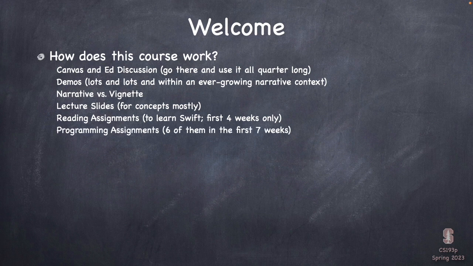And then of course there are programming assignments, 6 of them in the first 7 weeks, 1 week each. Most of them are due on Wednesdays. So you'll have one the day after tomorrow that's due next Wednesday. Assignment 2 is the exception. It's going to be due on a Monday, a week and a half later. And then assignment 3 will go another week and a half and be back on Wednesdays for the rest of the time.